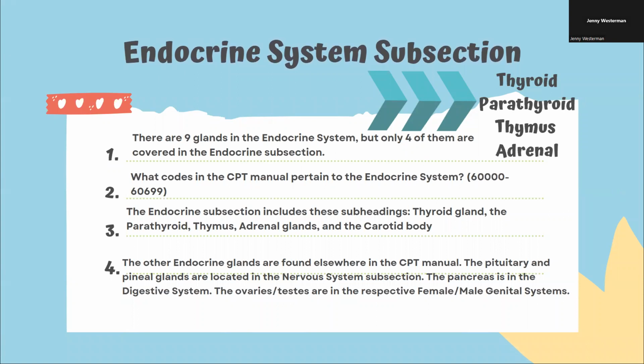So the endocrine system subsection. There are 9 glands in the endocrine system, but only 4 of them are covered in the endocrine subsection, which is thyroid, parathyroid, thymus, and your adrenal gland. What codes in the CPT manual pertain to the endocrine system? It's going to start at 60000 and end with 60699. The endocrine subsection includes subheadings thyroid gland, the parathyroid, thymus, adrenal glands, and the carotid body.